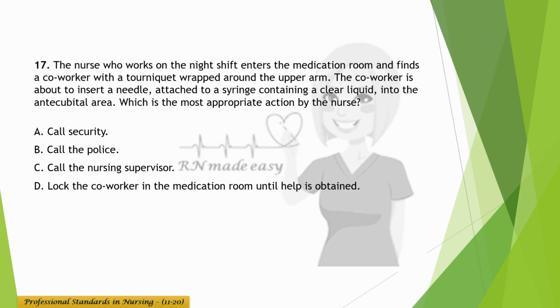Question 17. The nurse who works on the night shift enters the medication room and finds a coworker with a tourniquet wrapped around the upper arm. The coworker is about to insert a needle, attached to a syringe containing a clear liquid, into the antecubital area. Which is the most appropriate action by the nurse? A. Call security. B. Call the police. C. Call the nursing supervisor. D. Lock the coworker in the medication room until help is obtained.